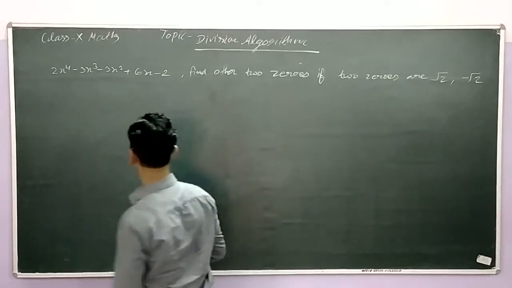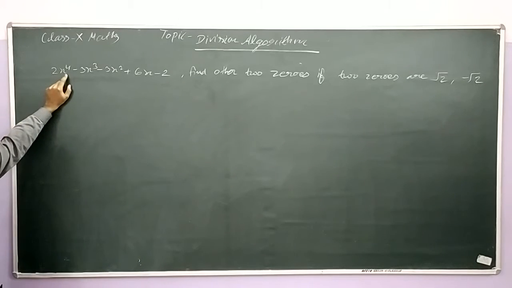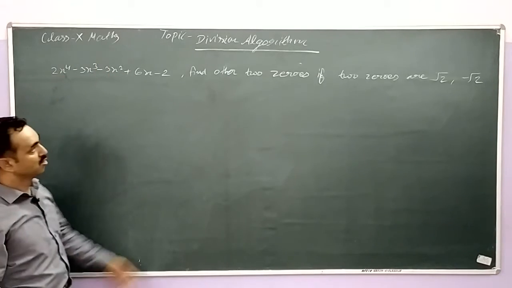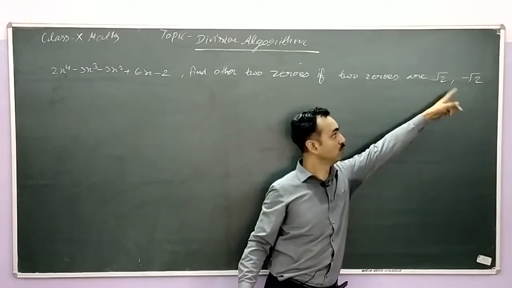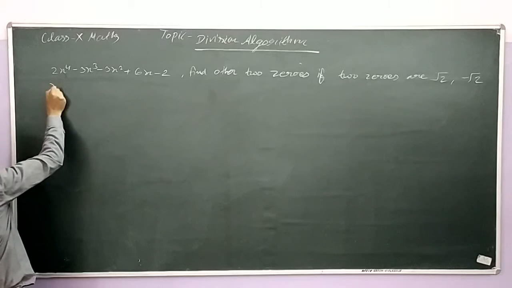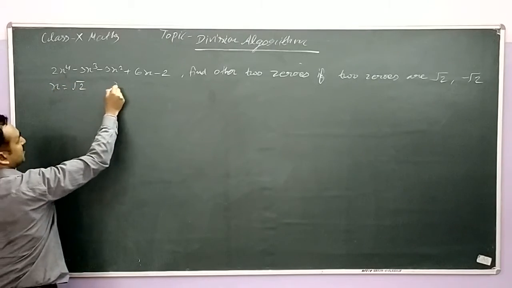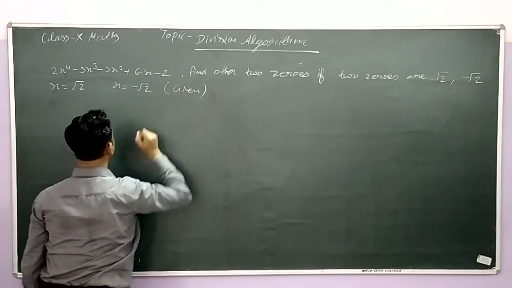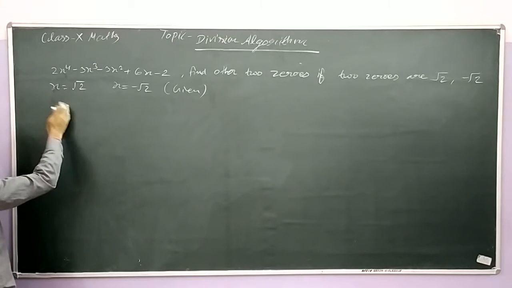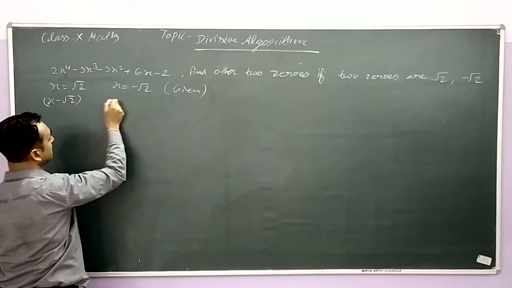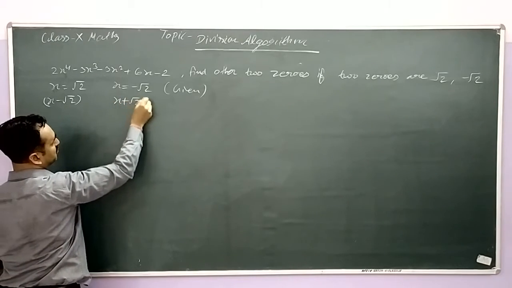So you can see the degree of the polynomial is 4. We already know that if the degree of a polynomial is 4, then the polynomial has 4 zeros. How many zeros? 4 zeros. Two zeros are already given, √2 and -√2, and we have to find the other two zeros. So first zero x equals √2, second zero x equals -√2, as given in the question. When you make the factors, it will become x minus √2 and x plus √2.